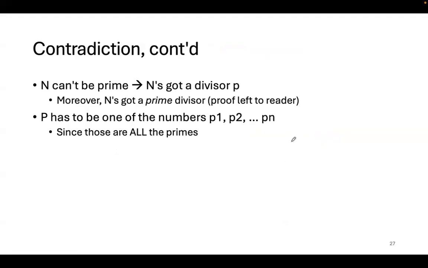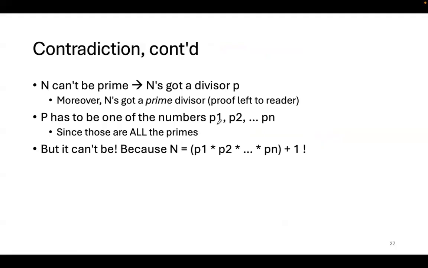So thinking about which one it could be, because we know all the prime numbers, it can't be any of them. Here's where the contradiction lies. n has to have a prime divisor, and it's got to be one of these. But it can't be any of them, because we've multiplied them all together and added 1. Because we added 1, it's not divisible by any of them. That's where we get the contradiction.